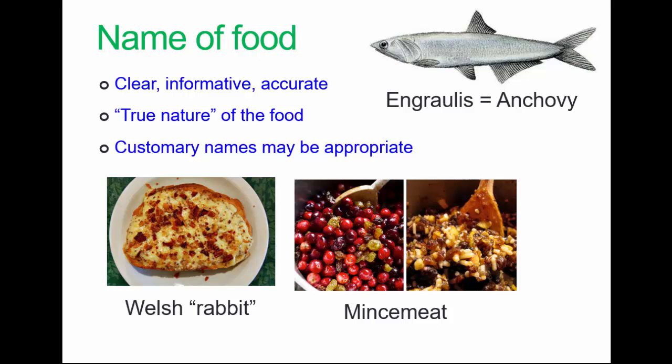The name of the food has to be accurate but also clear to the consumer. Hence, we would use a widely known name for a particular fish rather than its Latin species name. Traditional names are also used, so Welsh rabbit is actually cheese on toast, and sweet mincemeat is made from fruit rather than meat.